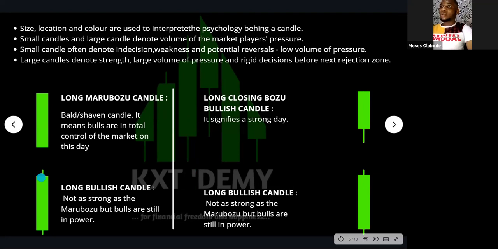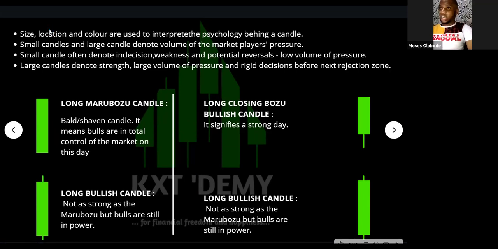The first thing on this screen says the size, the location, the color of a candle are used to interpret the psychology behind the candle. So this implies the position of a candle during price movements, the size, either small or large, the color, either bullish or bearish. People can use different colors. Some can use blue as their bull color and then red as their bear color. It depends on you. So that's why I can't say anything like white or black. You can use any candle. It's just for you to refresh the fact that one goes upwards and one crashes lower.